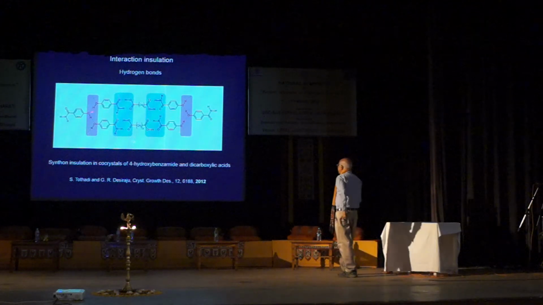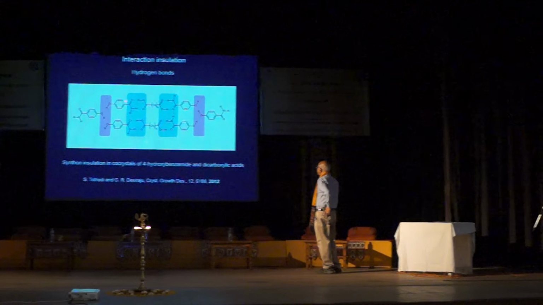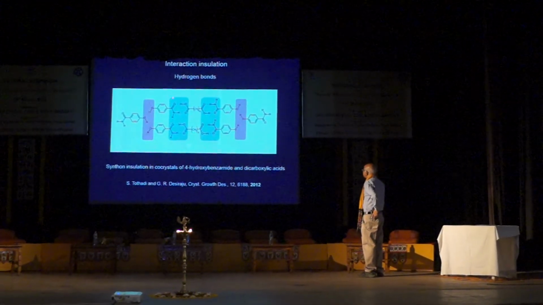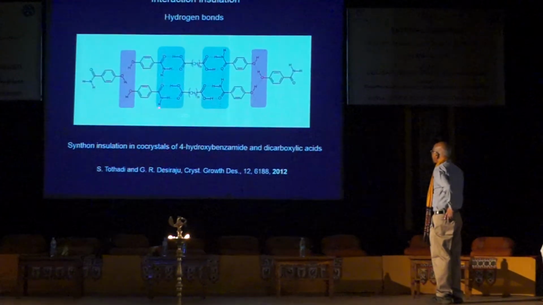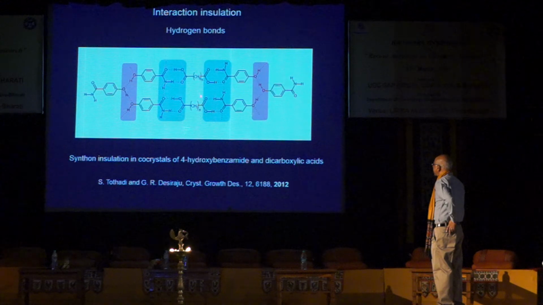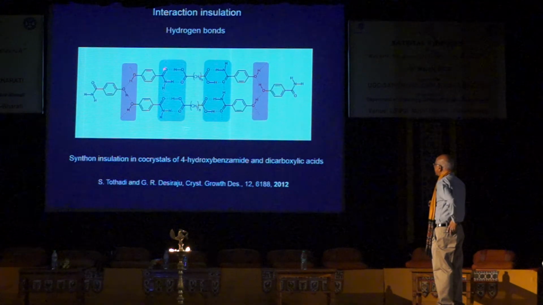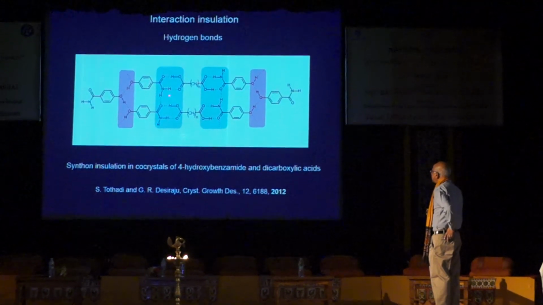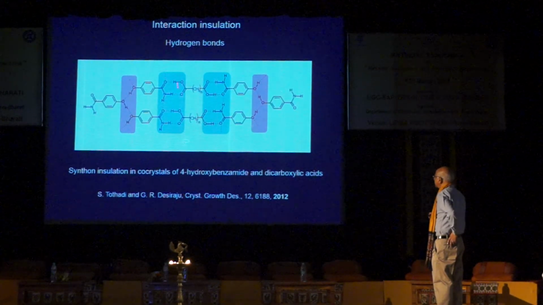To take this para-hydroxybenzamide. This is para-hydroxybenzamide. And then I've recrystallized it with this dicarboxylic acid. Now I already told you if you take a primary amide and an acid, I'm going to get that blue synthon. So that's what I've got.